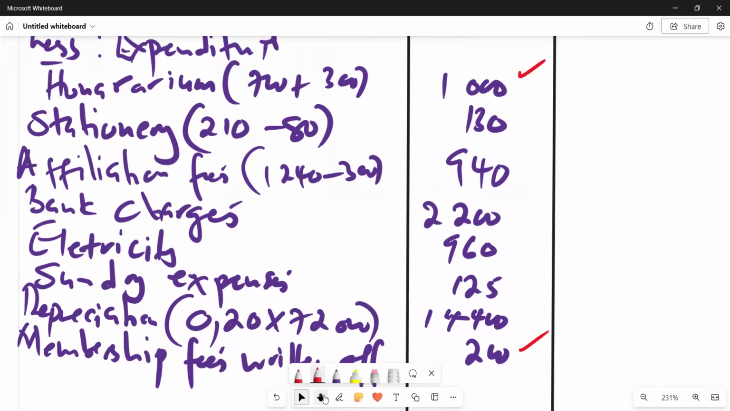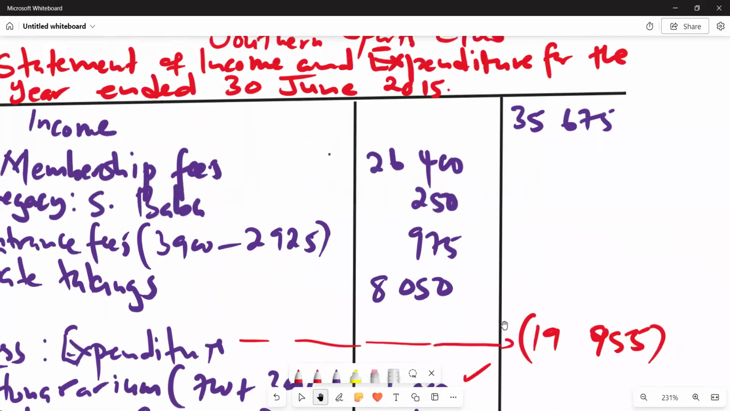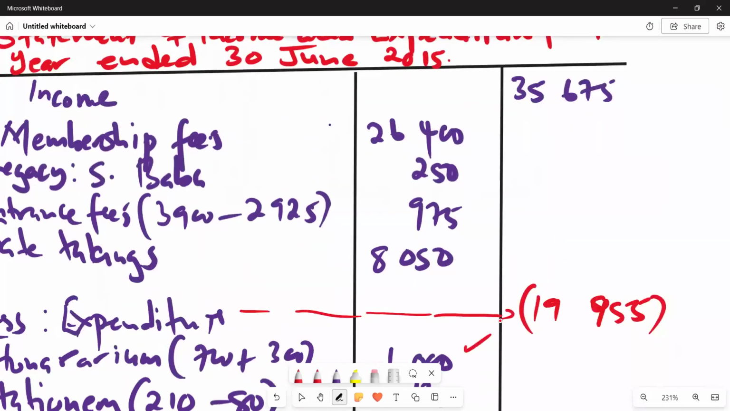So let's try to add, and then obviously the total that we are going to get will come here, and it will be 19,955. So it would come in line with expenditures here. So having done that, now we know that we are supposed to subtract this figure from the figure that we have for total for income. So we are saying 35,675 minus 19,955. Then also we should see that the income is greater than our expenditure, so we're going to get a positive figure. And that figure is going to be transferred to the accumulated fund.